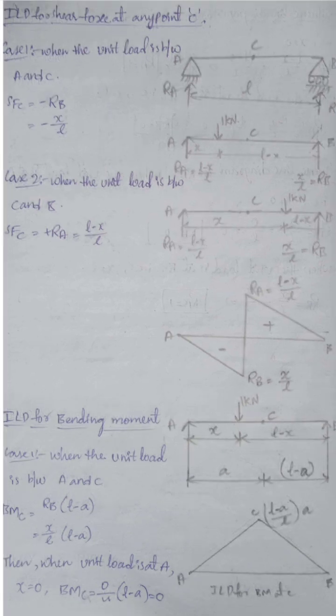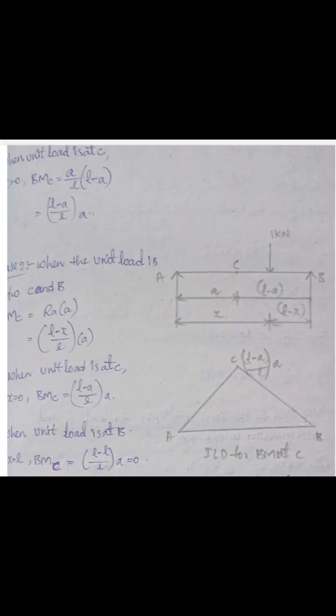Then let us draw the ILD for bending moment. You can see that 1 kilonewton is moving from A to B. At some point C, we need to calculate the bending moment. We need to draw the ILD for bending moment at C. Case 1, when the unit load is between A and C, bending moment at C is RB into (L minus a), that is x by L into (L minus a). When the unit load is at A, that is x equal to 0, bending moment at C value is 0. When the unit load is at C, that is x equal to a, bending moment at C equals a by L into (L minus a), that is (L minus a) by L into a.